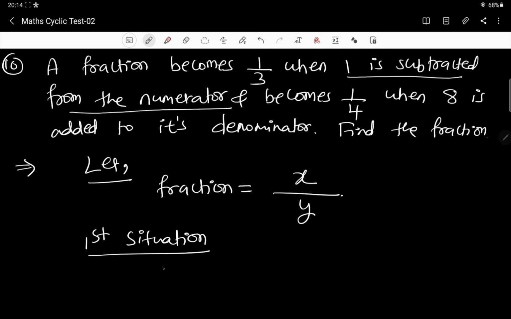1 is subtracted from the numerator. The fraction is x by y. From that, if you subtract 1 from the numerator, how much is it becoming? It is becoming 1 by 3. This is what they are telling, no? A fraction becomes 1 by 3 when 1 is subtracted from the numerator. I have subtracted 1 here, then it has become equal to 1 by 3.